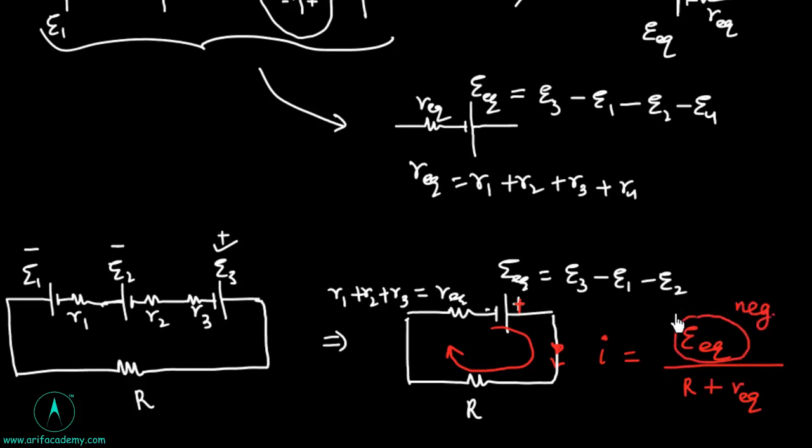what does it mean? If E equivalent is negative, it means current is negative, and negative current means the direction of actual current is opposite to the assumed direction. I mean the assumed direction is clockwise, and if I comes out to be negative, it means the current will flow in the anti-clockwise direction.